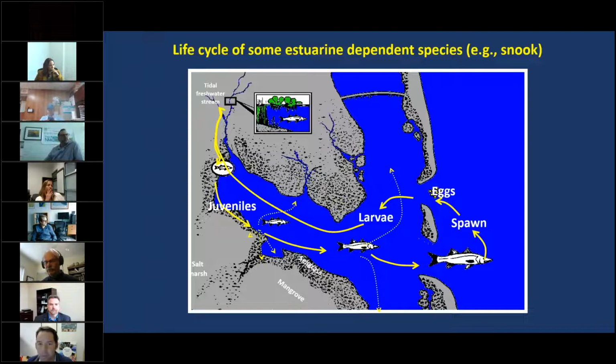This graphic shows the life cycle of snook, which spawn near the mouths of rivers or in the open waters of the bay and migrate into tidal river habitats as juveniles, then migrate seaward as they mature. This is the well-known nursery function of estuaries you've often heard about. Next.